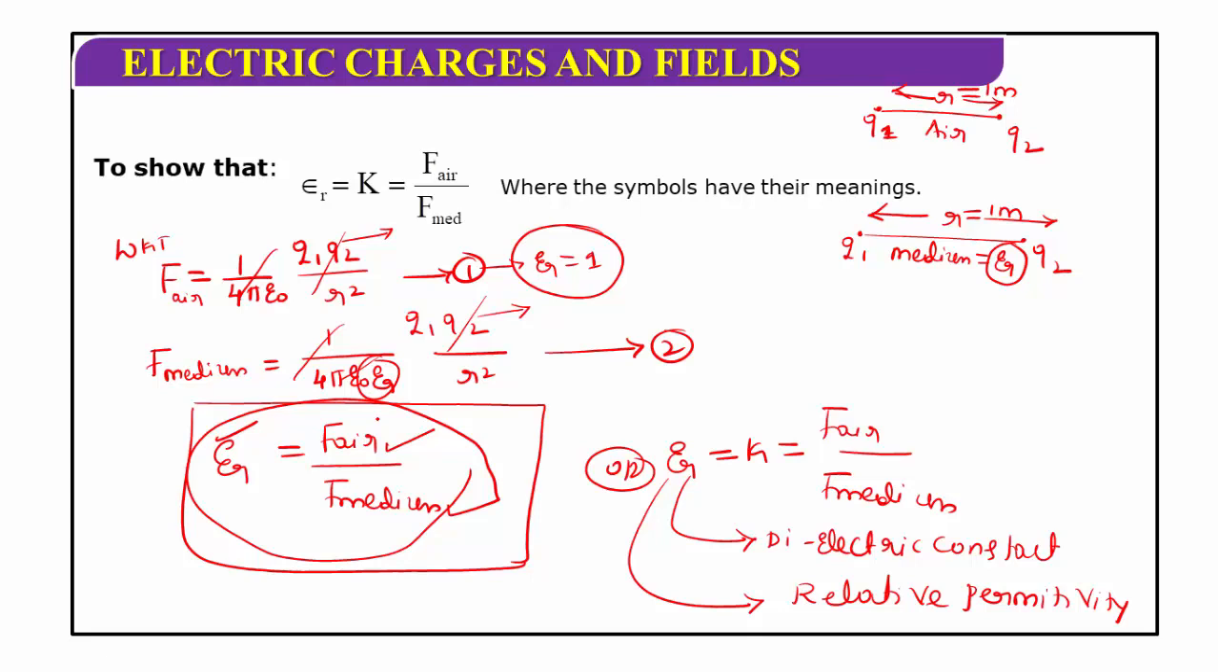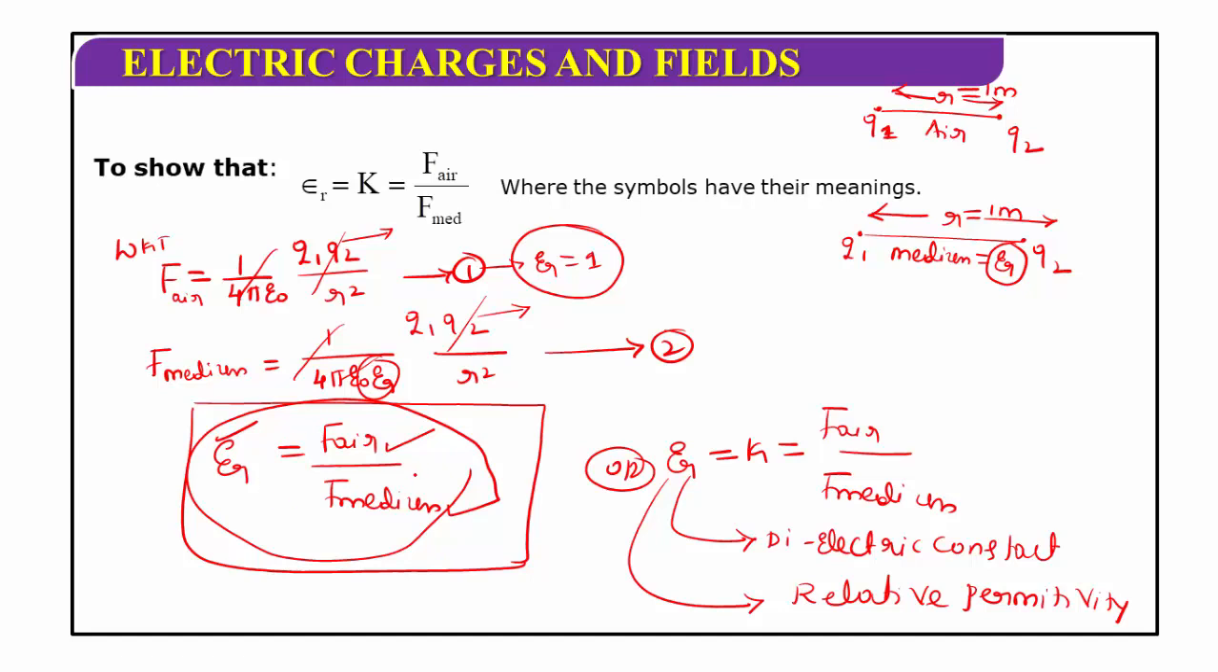This is how we define relative permittivity, which is also called the dielectric constant. It is defined as the ratio of the electrostatic force between two charges separated by a certain distance in air to the force between the same two charges separated by the same distance in a medium.